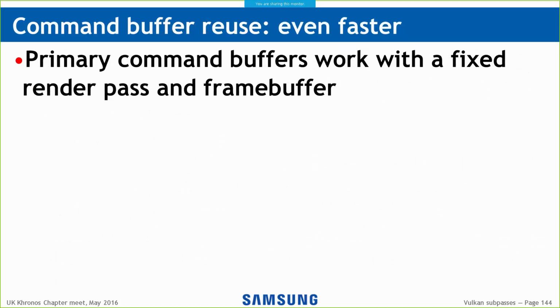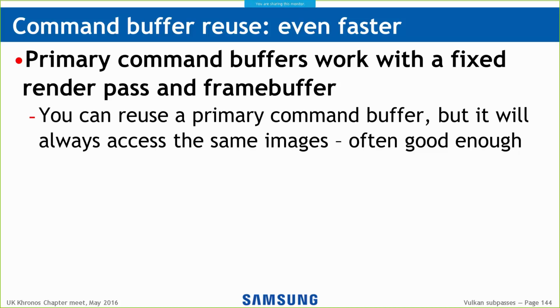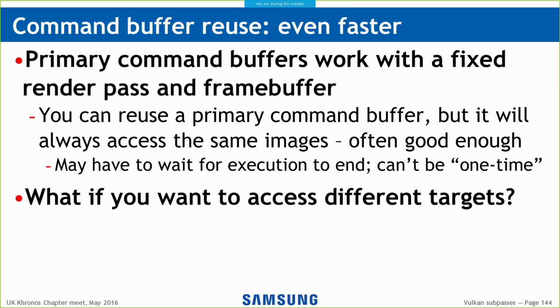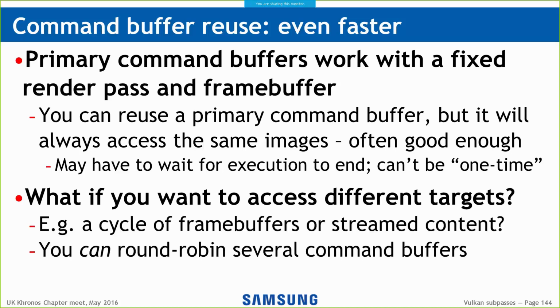You can also reuse command buffers. If you're reusing a command buffer, then you probably want to change what frame buffer it's going to work with. So I mentioned that for the primary command buffers, you'll be accessing the same image each time. Sometimes that's all right, sometimes it's not. But if you do want to access different outputs, you'd have to re-record the command buffer. Or if you're lucky and you're just alternating between a few frame buffers, you can just record the command buffer a small number of times and repeatedly use that. That's not a very general solution. The general solution is to use secondary command buffers.